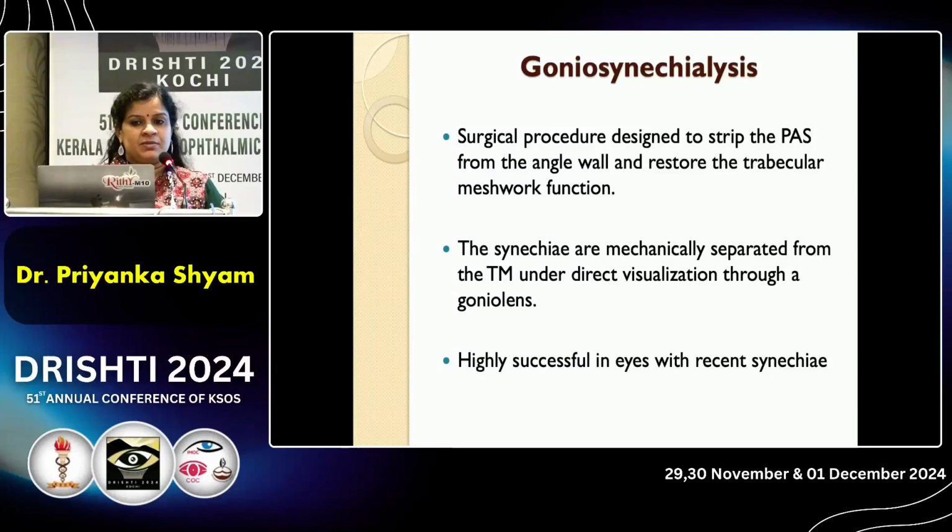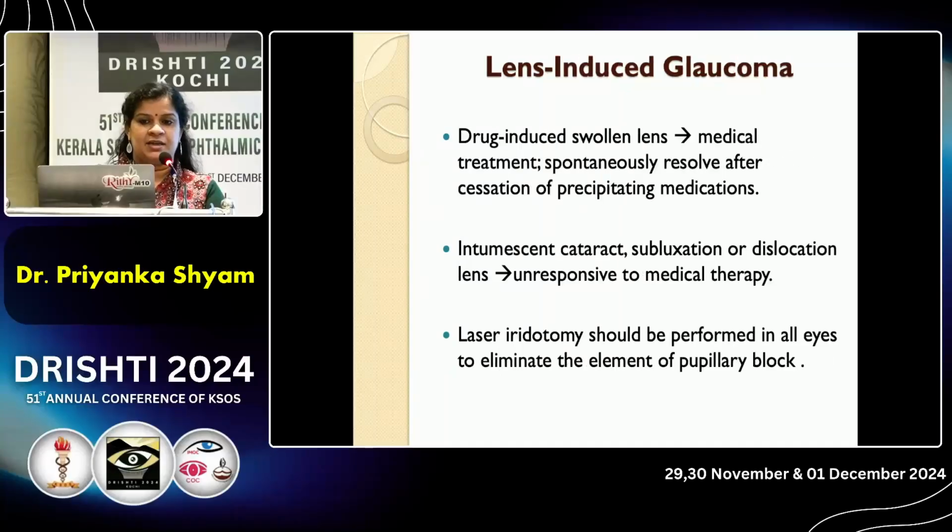Goniosynechialysis is a surgical procedure designed to strip the PAS from the angle wall and restore the trabecular meshwork function. The synechiae are mechanically separated from the trabecular meshwork under direct visualization through a gonio lens. It is highly successful in eyes with recent synechiae.